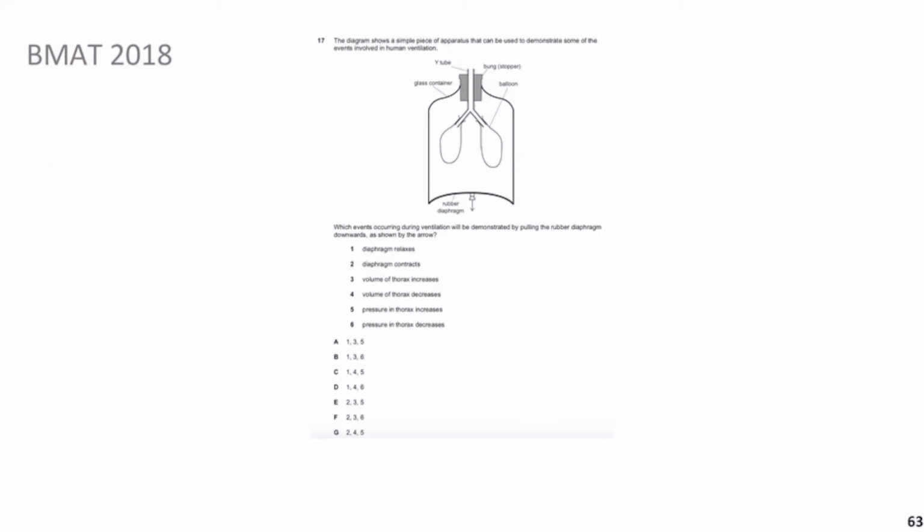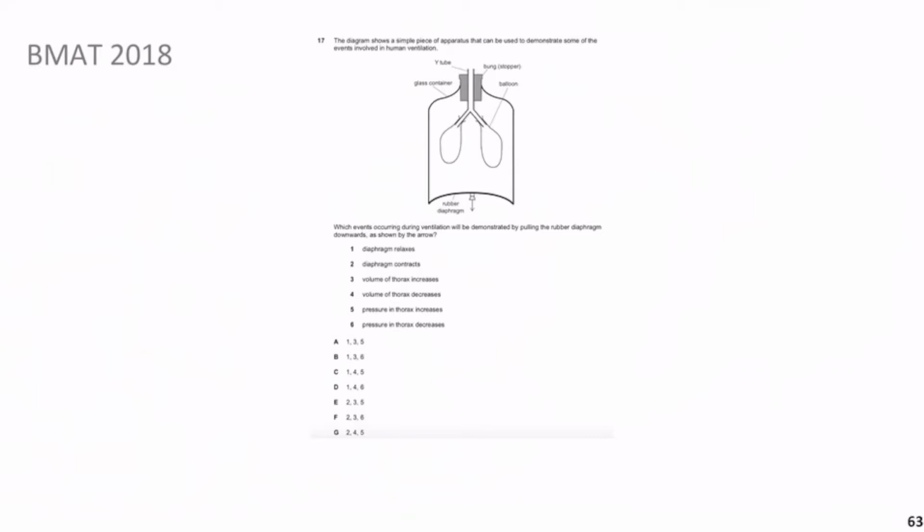Next, as we move on, BMAT 2018, question 17. It says the diagram shows a simple piece of apparatus that can be used to demonstrate some of the events involved in human ventilation. Then you have the apparatus, and it asks which event occurs during ventilation will be demonstrated by pulling the rubber diaphragm downwards as shown by the arrow. So guys, pause the video, give yourself a minute, and be sure to come back. We'll be going through the solution.